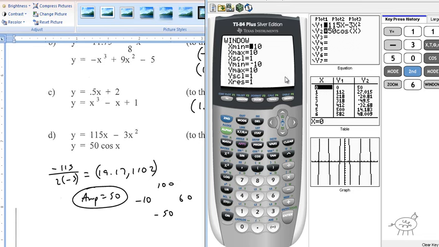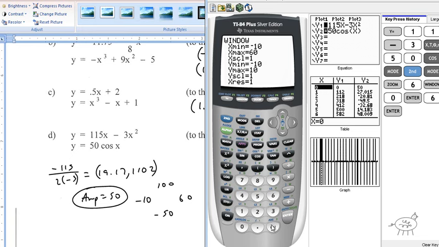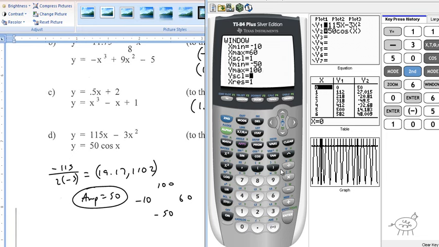So let's actually put those values I figured in here. X min is negative 10, and X max we're going to do 60. Okay, Y min negative 50, and Y max 100. Okay, and then we're going to graph.